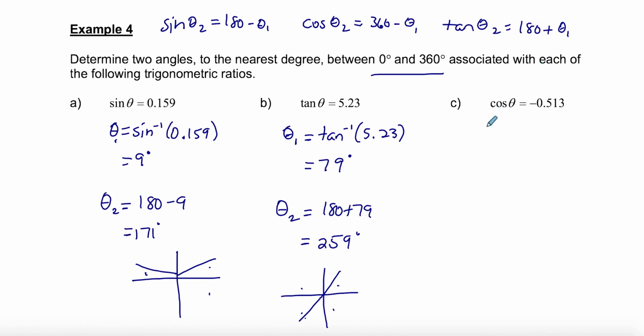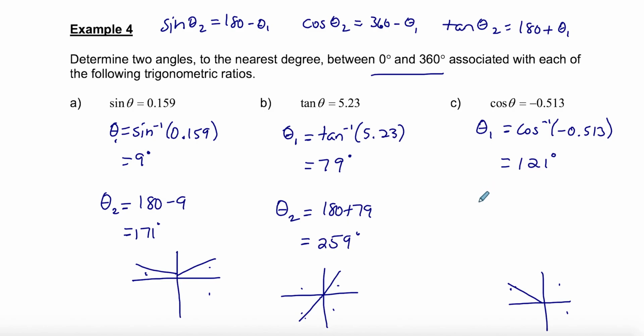The last one, let's find the angle first. The inverse cosine of negative 0.513 is 121 degrees. So if I type in the cosine of 121 degrees, I get a negative 0.513. If we imagine that first, 121 is somewhere over here. If that's 90, that's 121. So CAST, the only thing positive in this quadrant is sine. So I get a negative 0.513.